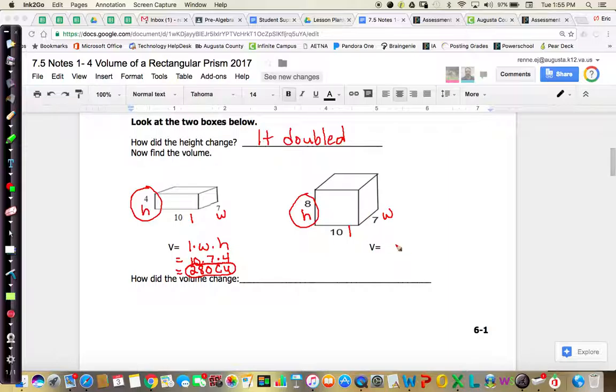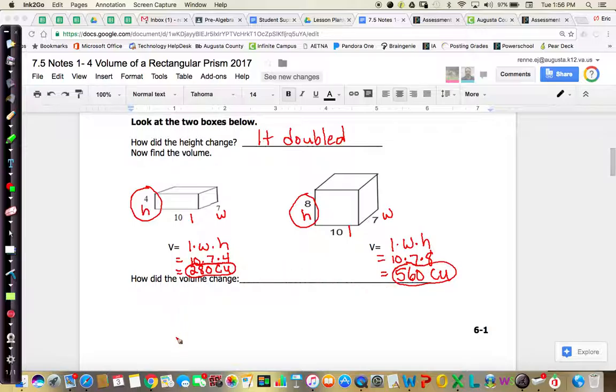Now, moving on to the next volume. So we write the formula length times width times height. And we know that the length is 10. The width is 7, and the height is 8. So if we multiply 10 times 7 times 8, that will give us 560 cubic units.